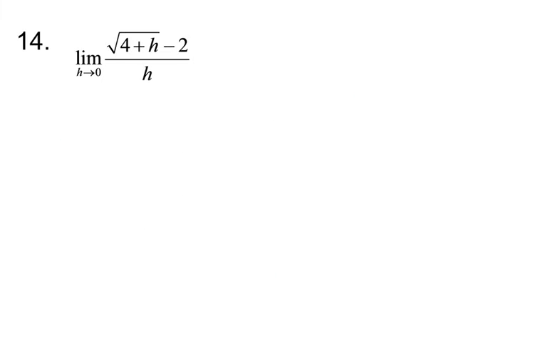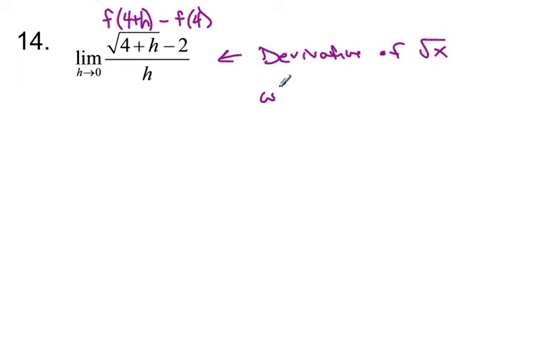Let's try another one. Here's number 14. So again, here's my function, and I'm looking at f of 4 plus h minus f of 4. And I can see, oh, my function is the square root function. So this is the derivative of the square root of x when x equals 4.